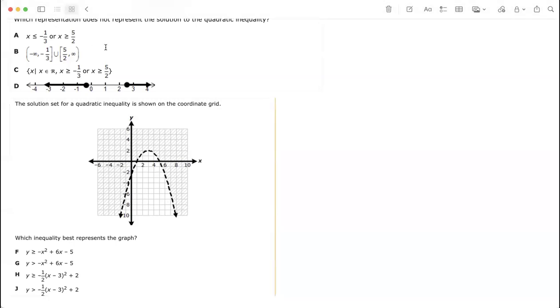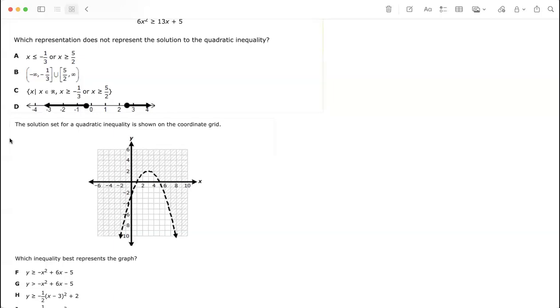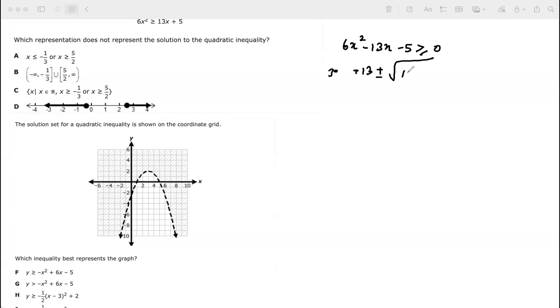So when you see here, which does not represent the solution to the inequality? The inequality given is 6x square minus 13x minus 5 is greater than or equal to 0. Which part of the curve is above the x-axis? So when you solve this, minus b plus or minus square root of b square, 13 square is 169, minus 4ac becomes 20 times 6, so 120, this becomes 49.